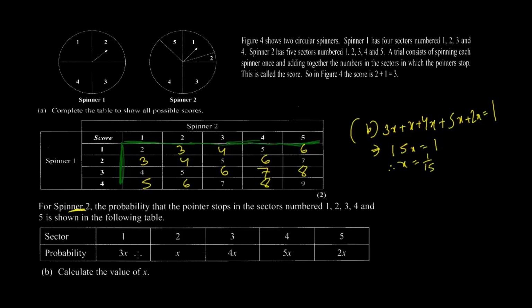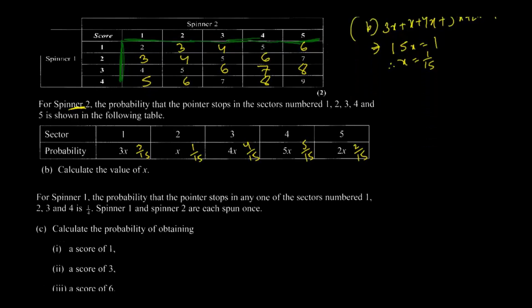That makes this 3 into 1 by 15. So this is going to be 3 by 15. So this would be 3 by 15. So this is 1 by 15. I'm putting in the values of x. This would be 4 by 15. This would be 5 by 15. Of course, it can be simplified to 1 by 3. And this would be 2 by 15. So that's the probability.